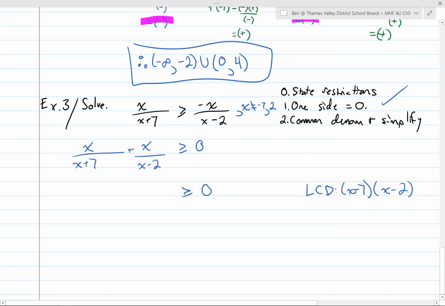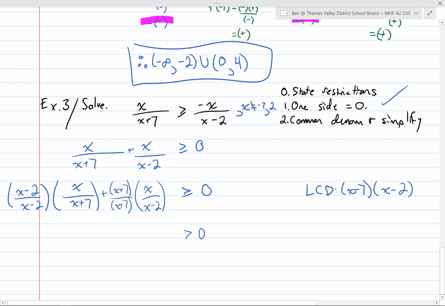All right, so my first fraction here, I'm going to multiply by x minus 2 divided by x minus 2, times x divided by x plus 7. My second fraction, I'm multiplying by x plus 7 divided by x plus 7, times x divided by x minus 2. Nice and easy. Okay, well that means then that I'm working with, and I'm going to handle a couple steps in one line here. Okay, so I'm going to write the whole thing over a common denominator, and that is x minus 2 times x plus 7.